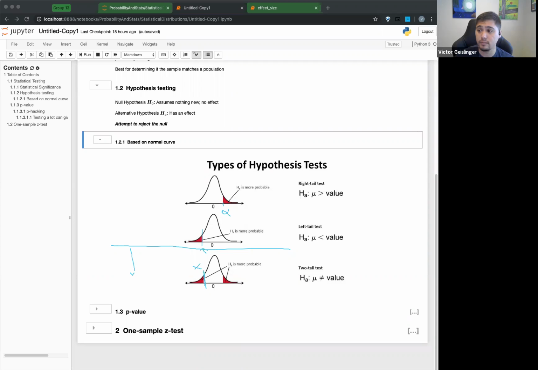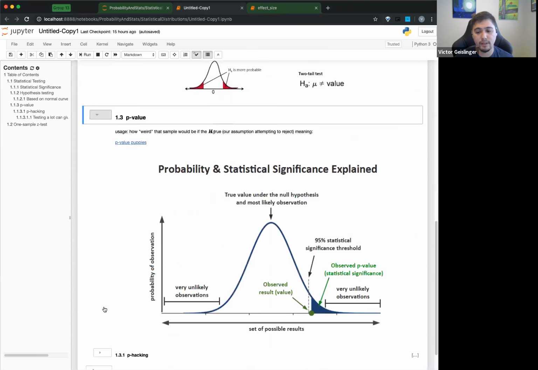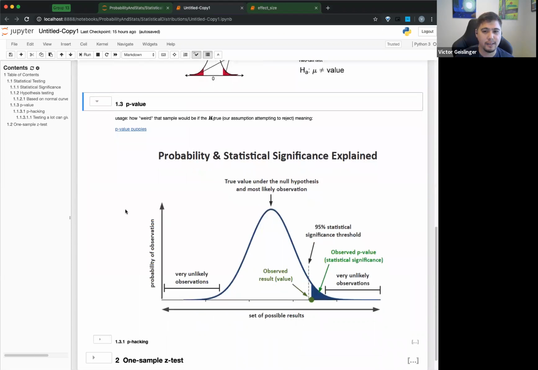Cool. All right, and this is where I talk about the p-value real quick. This is all review stuff. I talk about the p-value puppies, which is in the article. There's a video in there, and I bet the link is somewhere in that article if you're looking for it.